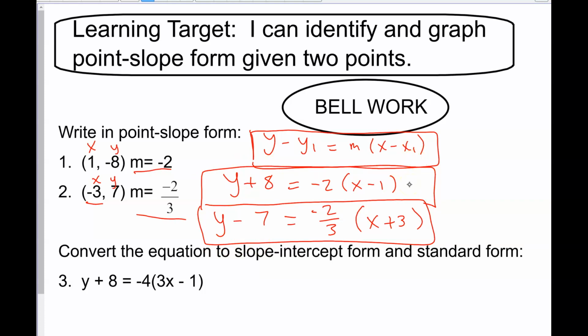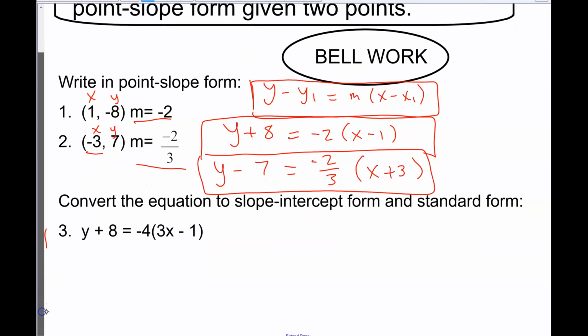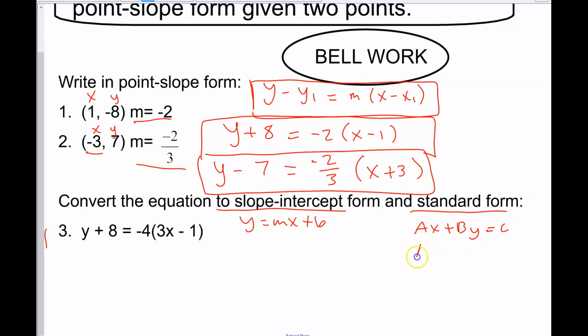Okay, this next one is already given to us in point slope form. And so when we answer that one, what they want us to do is convert it to slope intercept form and then standard form. So we're going to convert to slope intercept, which is y equals mx plus b, where m is my slope and b is my y-intercept. And then my standard form is ax plus by is equal to c. And remember, a has to be positive in this example. So we're making sure a is positive when we're writing that out.